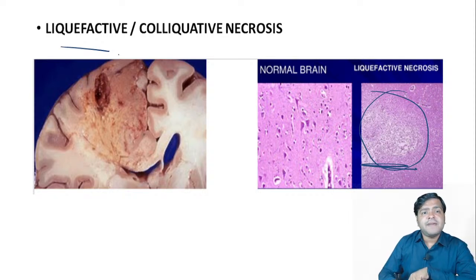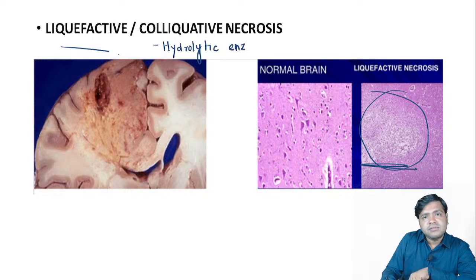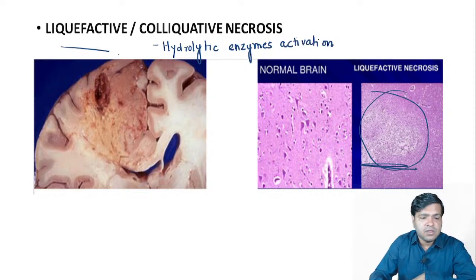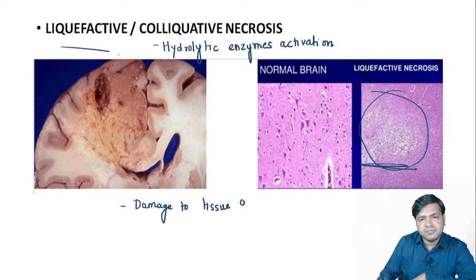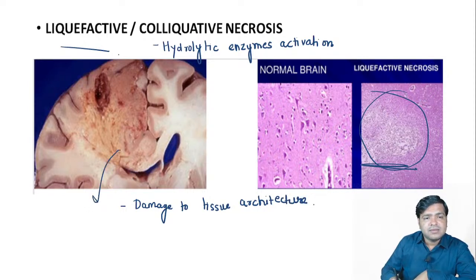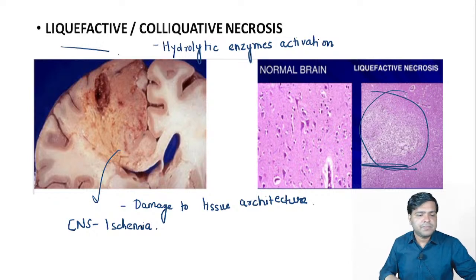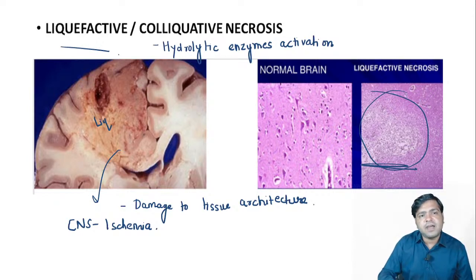And remember, liquefactive necrosis is basically taking place inside the CNS. What is happening over here? There is hydrolytic enzyme activation, and there is damage to tissue architecture. Examples you can see, it is seen in the CNS, especially in the brain, due to ischemia. So this is something called liquefactive necrosis, seen in the CNS.